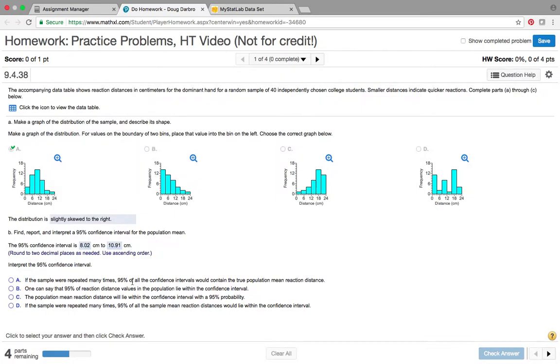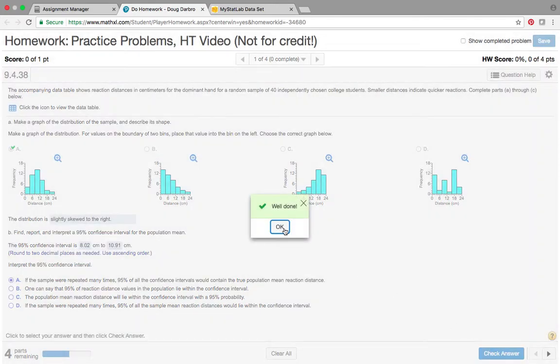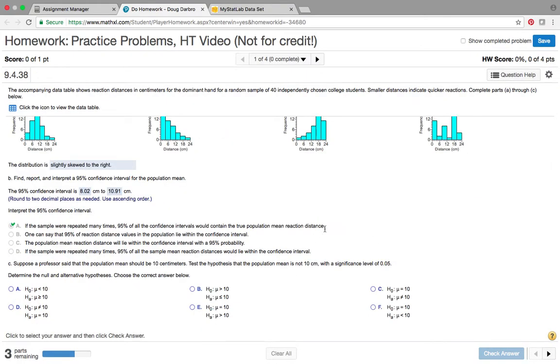Interpret the 95% confidence interval. If the sample was repeated many times, 95% of all confidence intervals would contain the true population mean. Well, that one works for me because it's right.